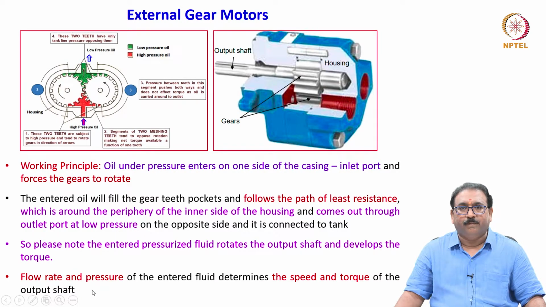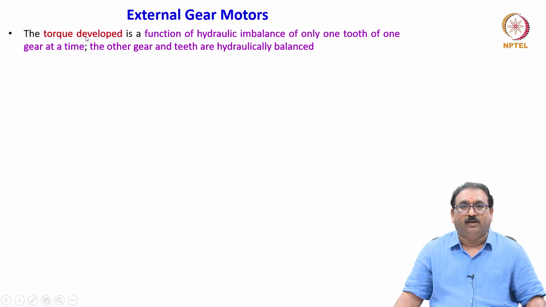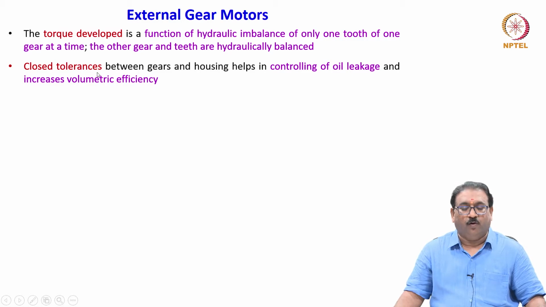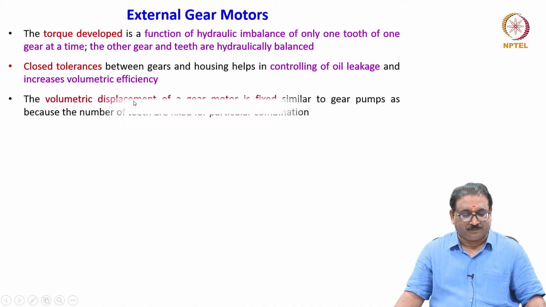Flow rate and pressure of the entered fluid determine the speed and the torque of the output shaft. The torque developed is a function of hydraulic imbalance of only one tooth of one gear at a time. The other gear and teeth are hydraulically balanced. Close tolerance between the gears and housing helps in controlling the oil leakage and increases the volumetric efficiency.